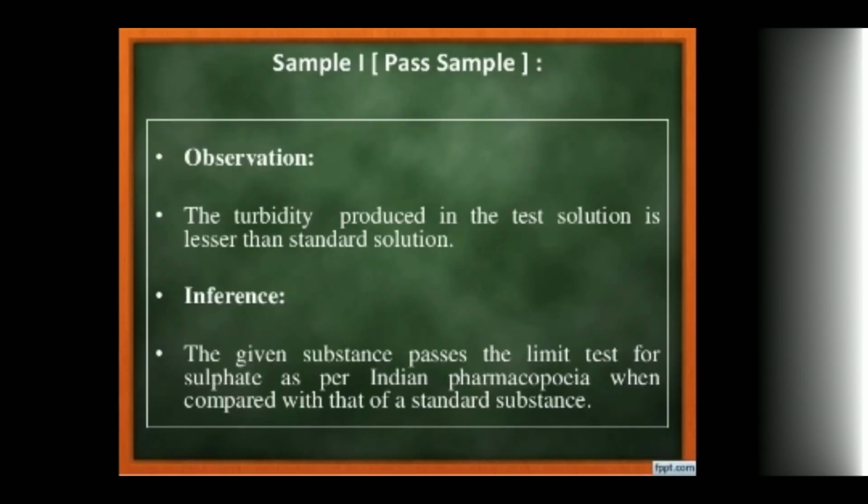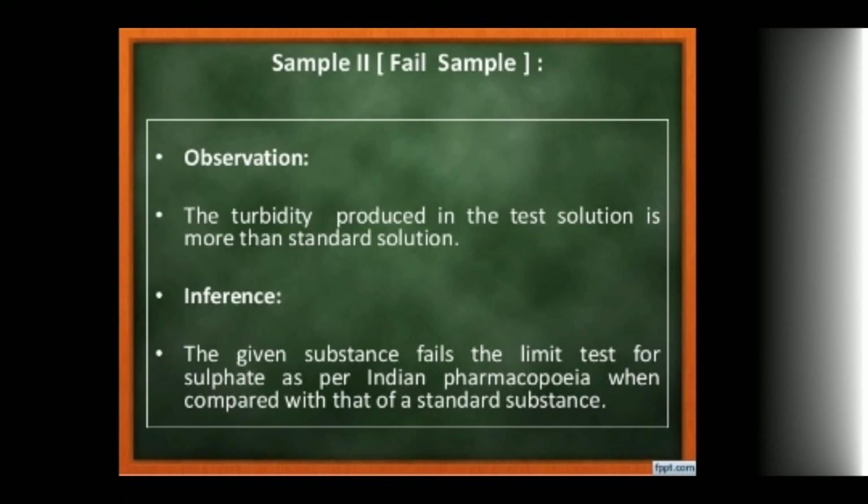Now coming to the observation for pass sample. The turbidity produced in the test solution is less than standard solution. Inference: the given substance passes the limit test for sulfate as per Indian Pharmacopoeia when compared with that of standard substances. Now coming to the observation for fail sample. The turbidity produced in the test solution is more than standard solution. Inference: the given substance fails the limit test for sulfate as per IP when compared with that of standard substances.